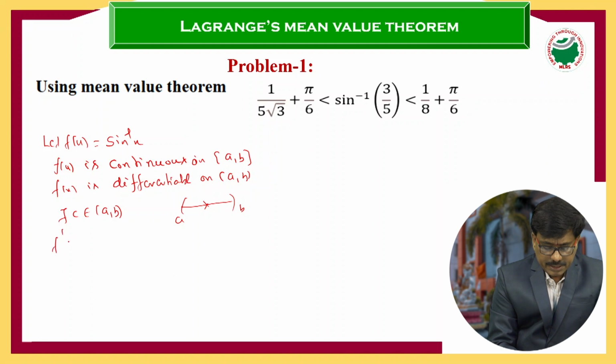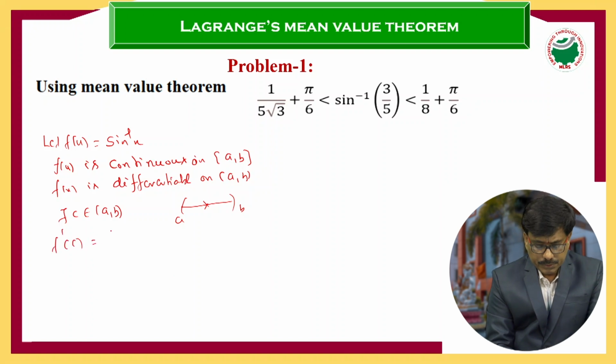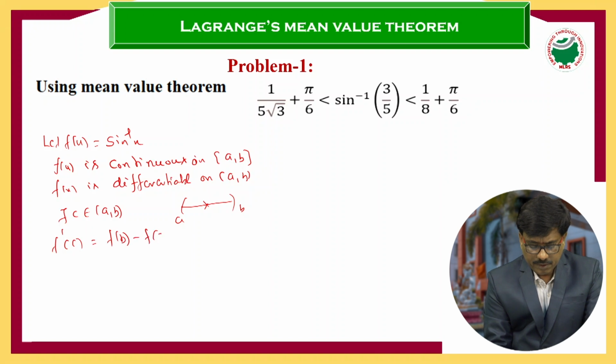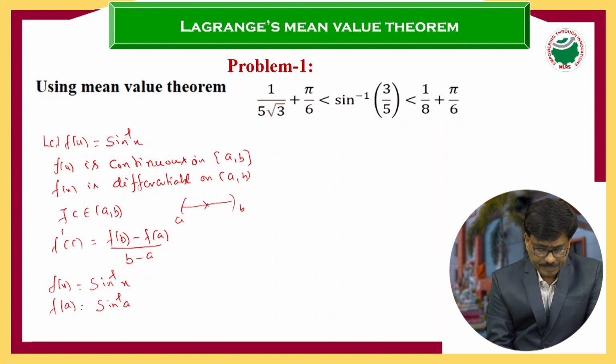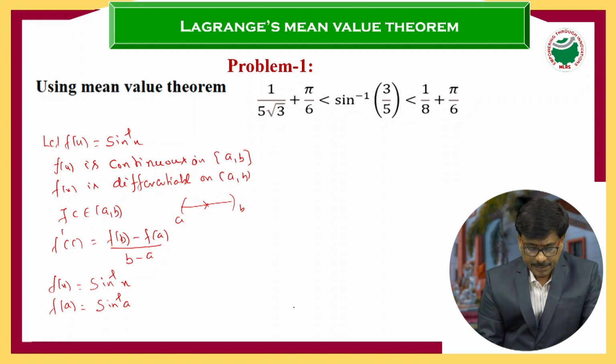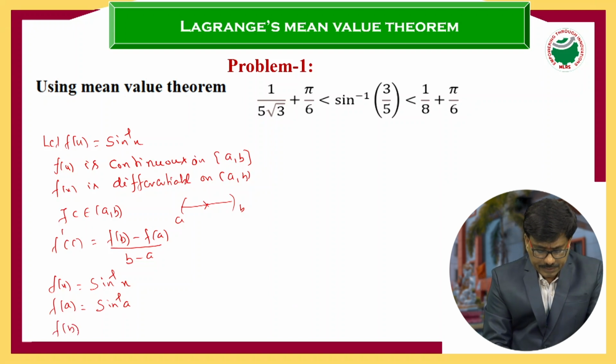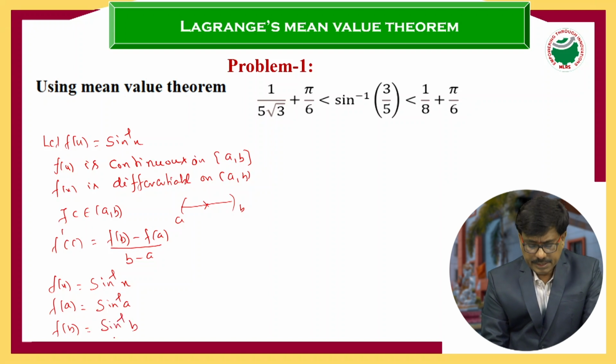See what the third condition of Lagrange's theorem says: f dash of c is equal to f of b minus f of a, whole divided by b minus a. We need to calculate f of b, f of a, and b minus a. Already we know b minus a is the length of the interval. Okay, f of x is equal to sine inverse x. If I substitute the a value, it becomes sine inverse of a. And also, if I substitute the b value, this becomes sine inverse of b.